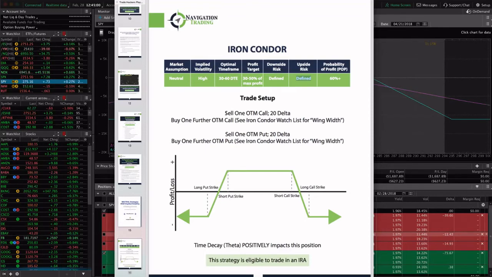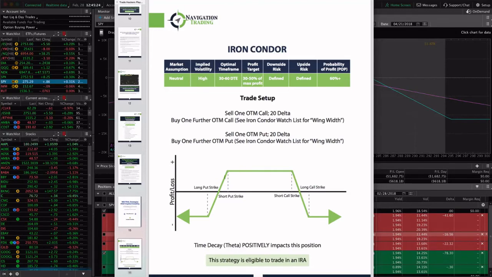And we're simply going to sell one out of the money call around the 20 delta, and then buy one further out of the money call. And the width is based on the specific symbol you're trading. Same thing on the put side. We're going to sell an out of the money put. We like to do it around the 20 delta and buy one further out of the money put with the width depending on the symbol that you're trading.